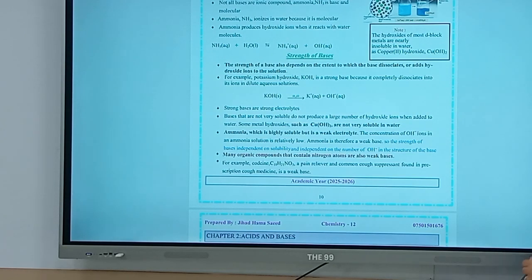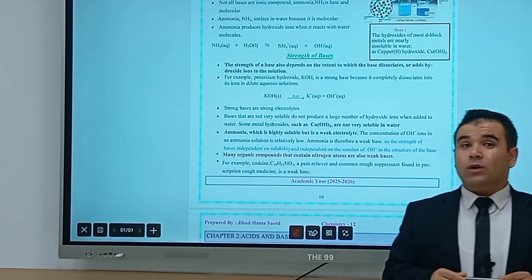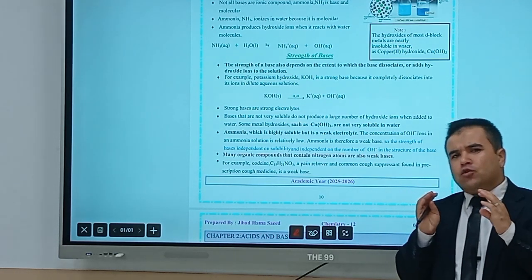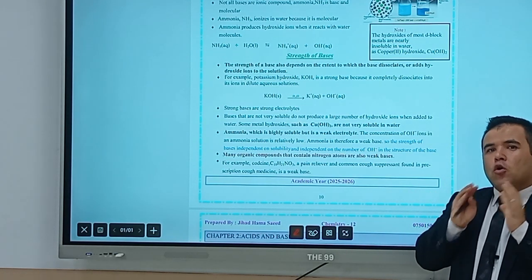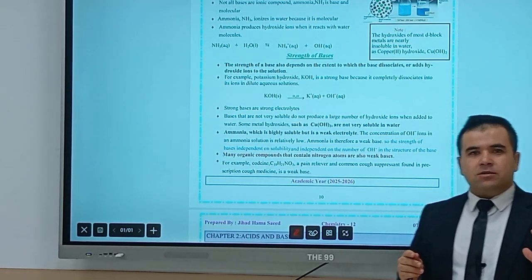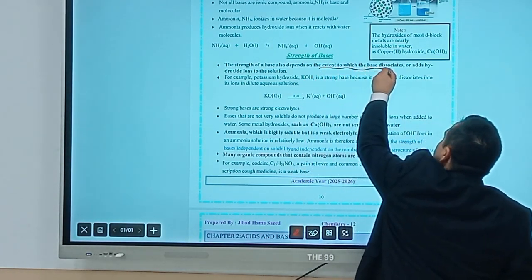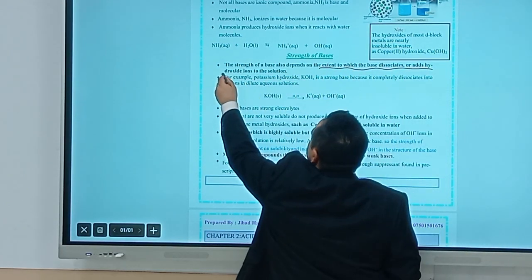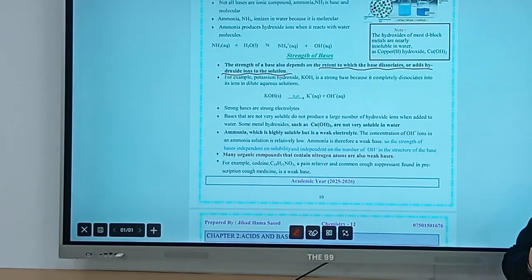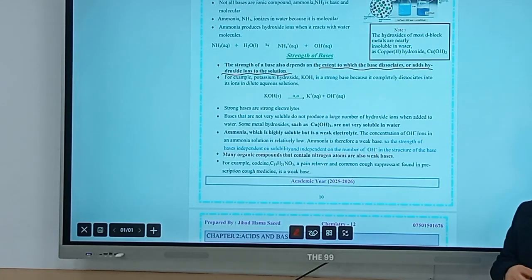Guys, we discussed the strength of the acids. Let us talk about what the strength of the bases depends on. The strength of the bases depends on a factor: what increases the concentration of hydroxide in the solution will determine the strength of the bases. So the strength of the base depends on the extent to which the bases dissociate or add hydroxide ions to the solution. To what extent do those compounds dissociate or ionize to produce hydroxide in the solution?